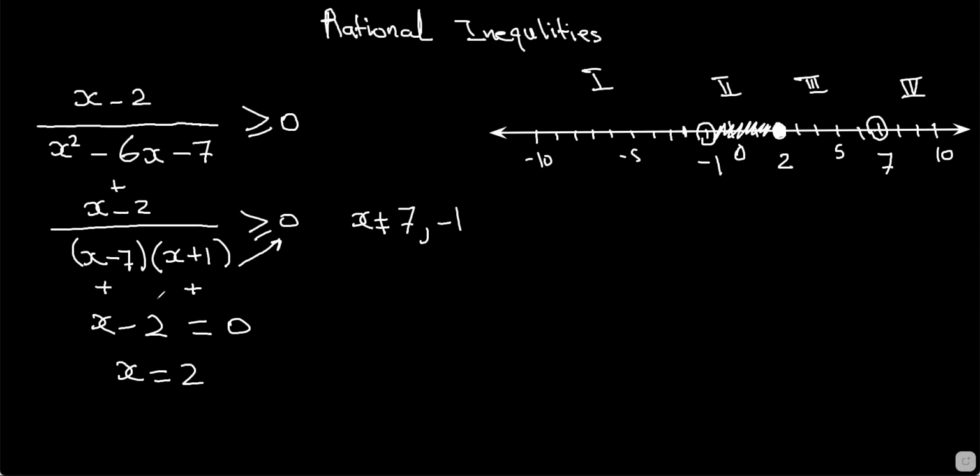Positive times positive is positive on the bottom. Positive divided by positive is positive. So you end up with a positive number. Is that positive number greater than or equal to 0? Definitely yes. So what we do then, since it's true, we shade in here.